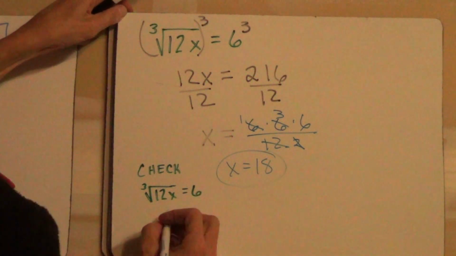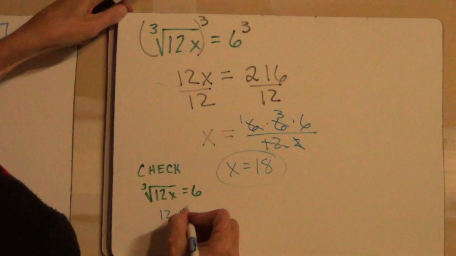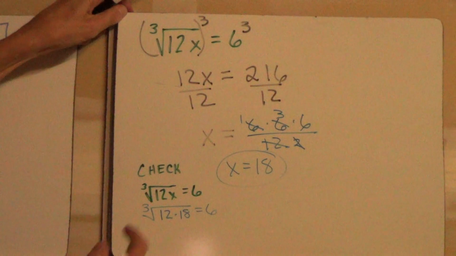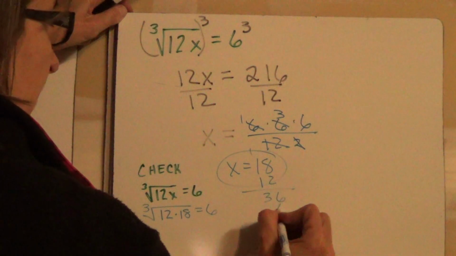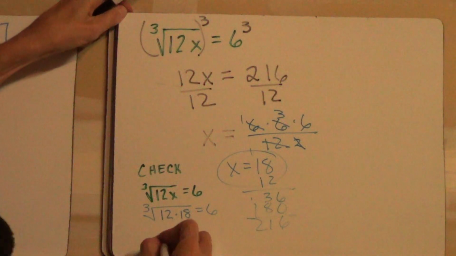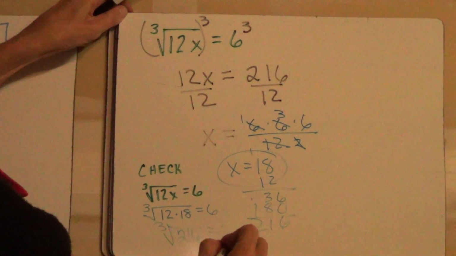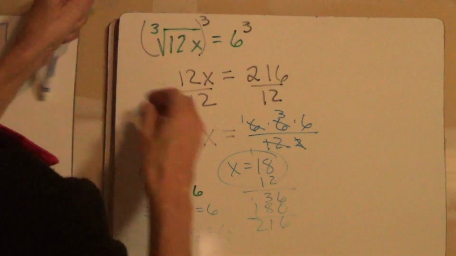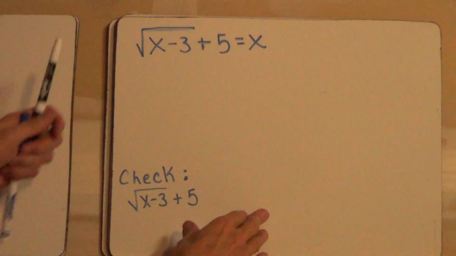Okay, so now cube root of 12 times 18 should equal 6. 12 times 18 is 216. Cube root of 216, check it out, is 6. And if you want to check that on a calculator, you plug in 216 raised to the 1/3. We talked about that before on rational exponents.